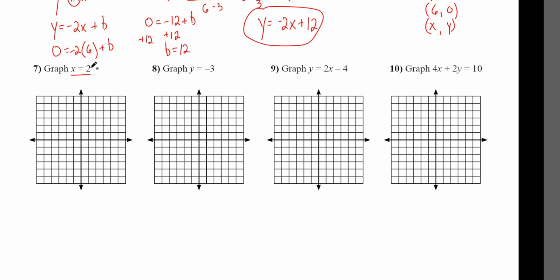X equals 2. What does that mean? There's no y in it, right? So if it's x equals 2, it's going to go through the what? The x-axis.